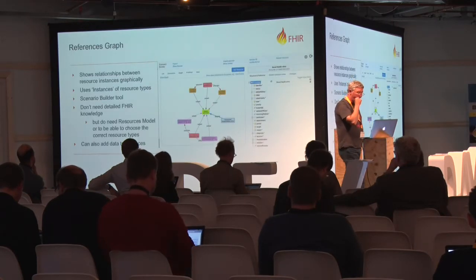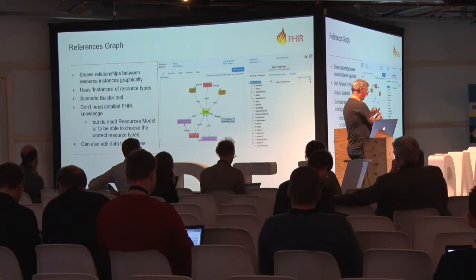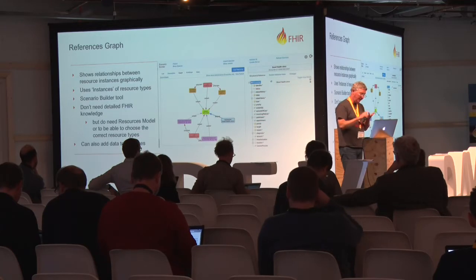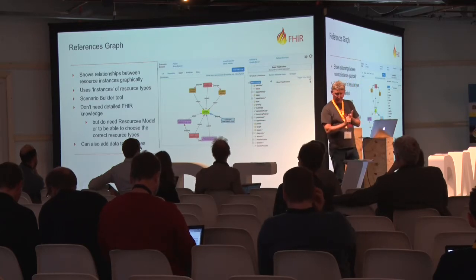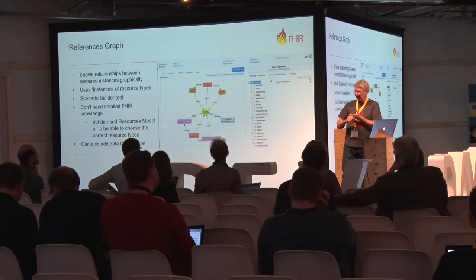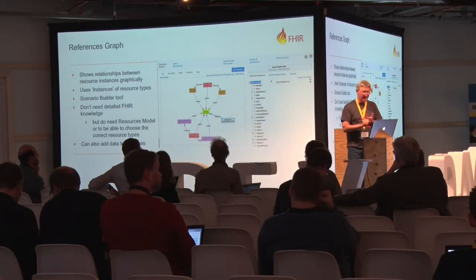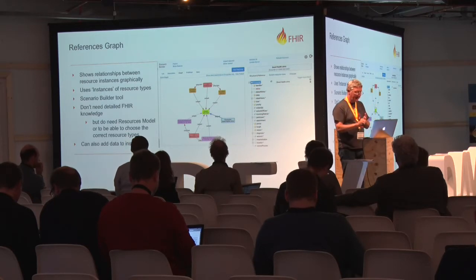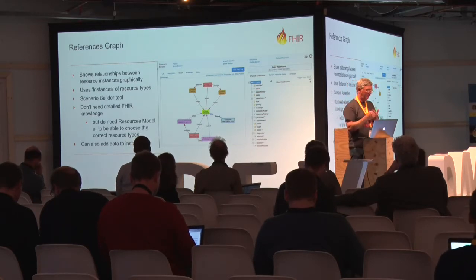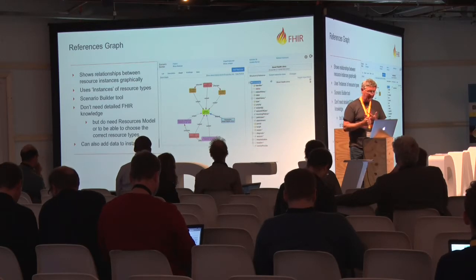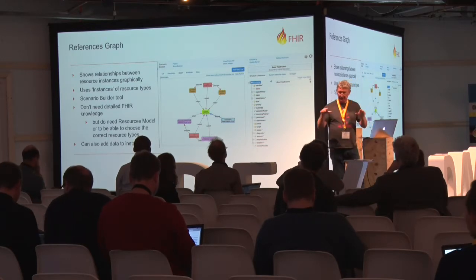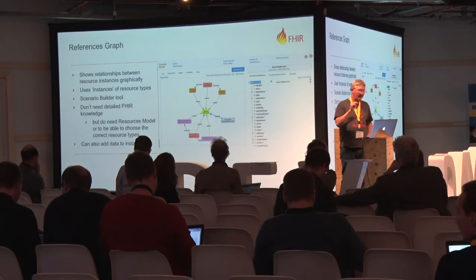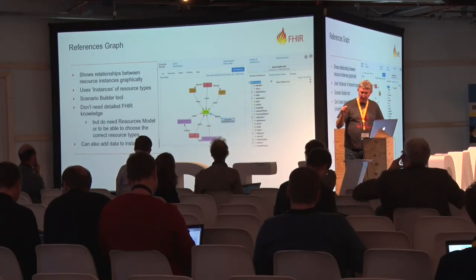Okay, so we started with an information model, which just represented the data we wanted to share. We've generated a resource model, which has identified the particular resources that we're going to need. What we'll now move on to is figuring out how they link together, how they actually connect. And we do that using a resources graph. The resources graph shows these linkages together graphically. It uses the scenario builder tool.